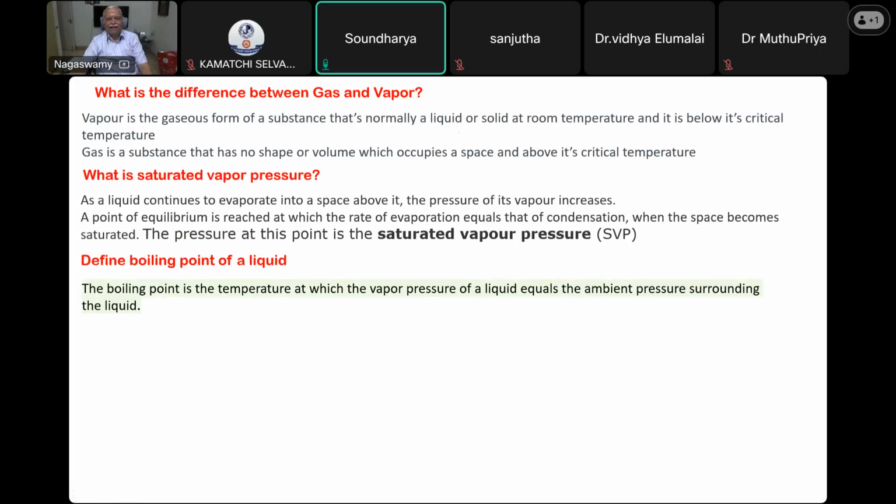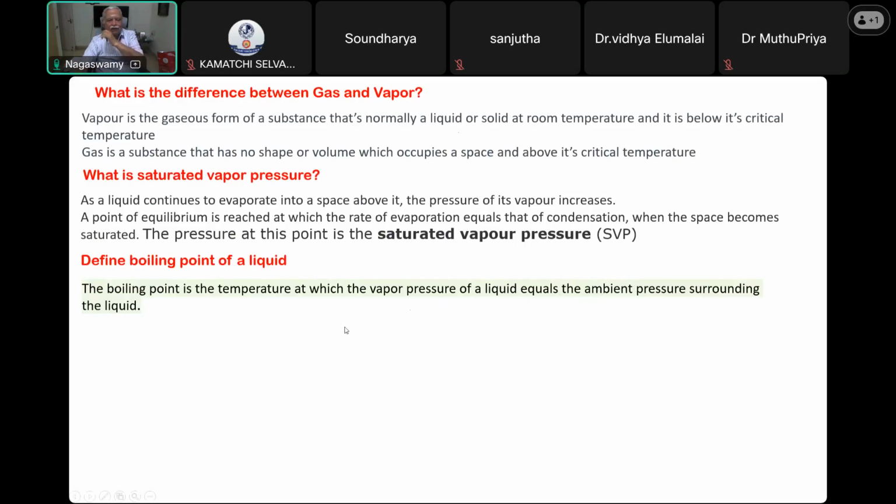It will take a longer time. Ambient pressure is low in the higher atmosphere. When you go to Ooty or Kodaikanal, the ambient pressure is lower there. So our definition is that the vapor pressure should become equal to the atmospheric pressure. It boils faster.